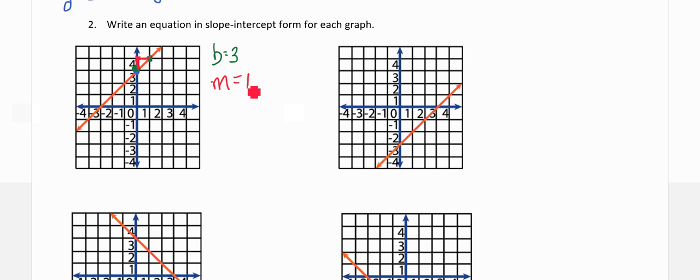So writing this in y equals mx plus b form, y equals 1x plus 3. That 1 times x would just end up being whatever that x value is, so I'm not going to actually write that 1. Your final answer is going to look like y equals x plus 3.